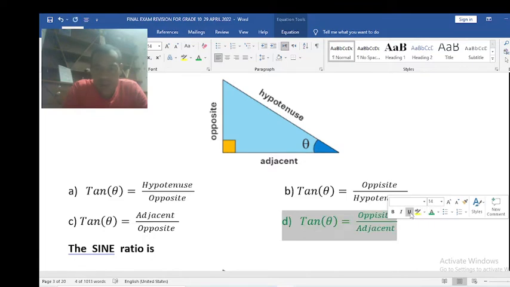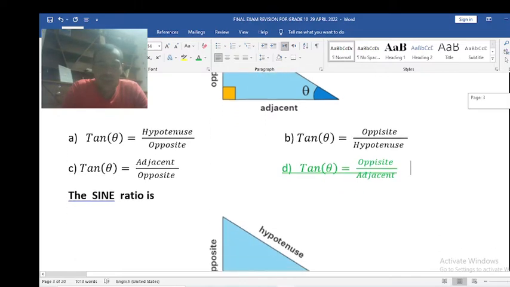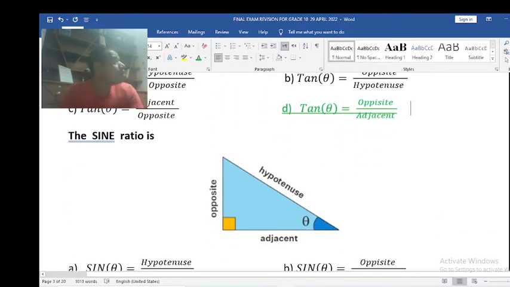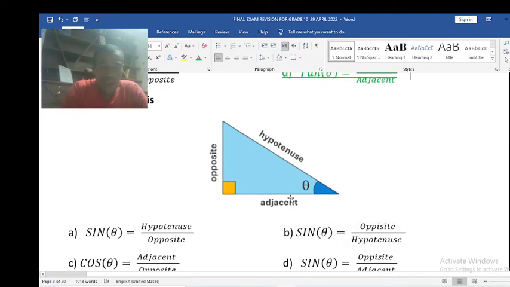Okay, for the next question we are going to write down the sine ratio. I'm recording the lecture. Here we have a right angle triangle. So the sine rule is in fact sine of theta equals the opposite side divided by the hypotenuse of this right angle triangle.